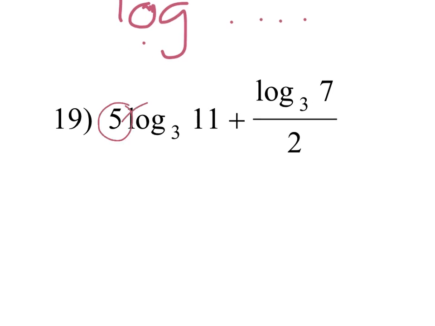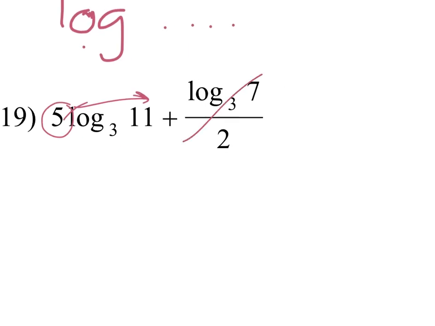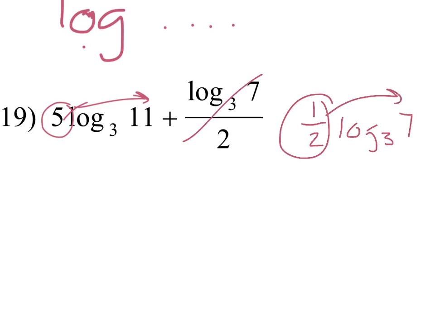Okay, so our exponents are going to go to the top. Here, when it's divided by 2, this is the same thing as saying 1/2 times log base 3 of 7. So our exponent here is this 1/2 that we're going to bring to the top. So we have log base 3 of 11 to the 5th power plus log base 3 of 7 to the 1/2 power, but we know that something to the 1/2 power is the square root, so I'm just going to write the square root.